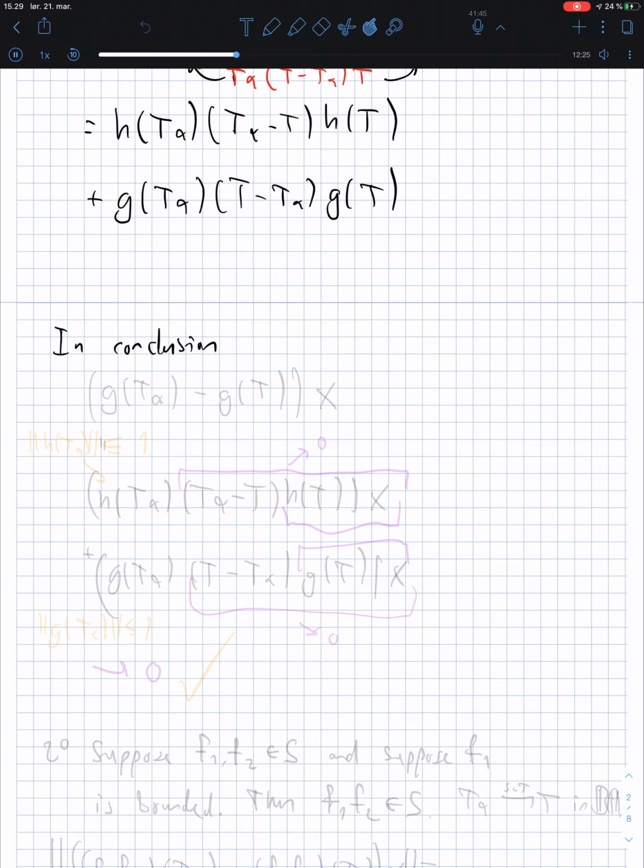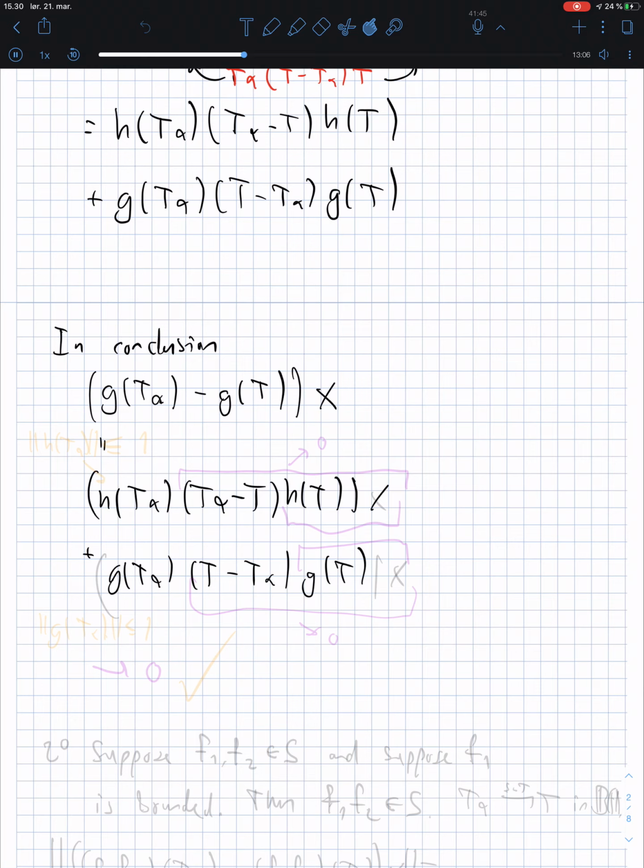what I got from this long computation is that g of t alpha minus g of t I could rewrite as h of t alpha (t alpha minus t) h of t, write it like this, plus g of t alpha (t minus t alpha) g of t. Right, and of course I want to convince you that g of t alpha converges to g of t in the strong operator topology, so let's apply it to some vector x in the Hilbert space.